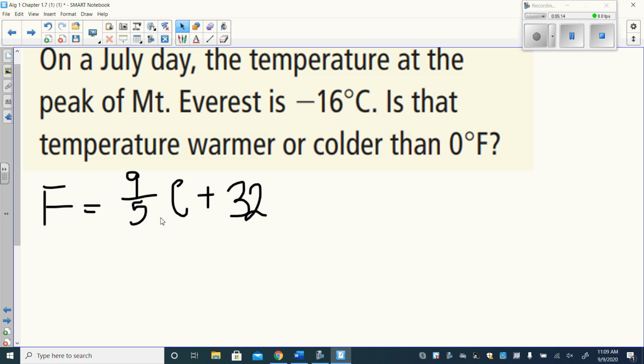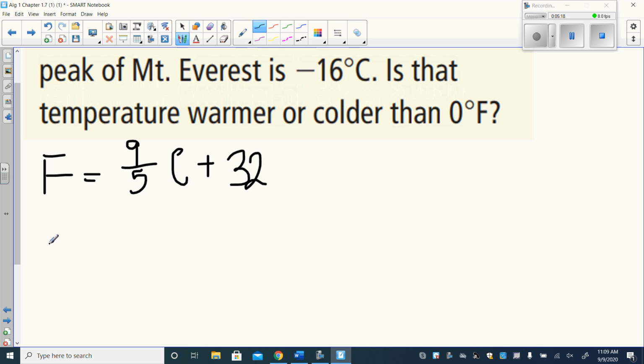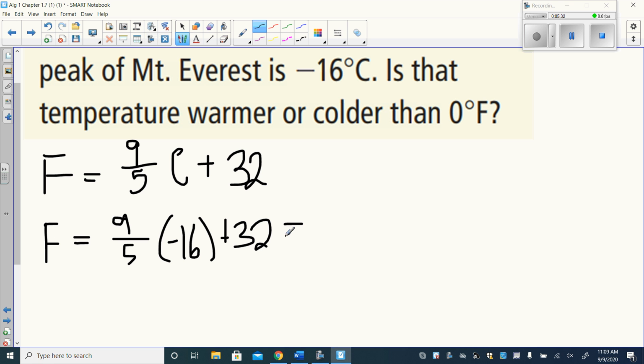So to find that out, we're going to replace C with negative 16 to find out what negative 16 degrees Celsius is in Fahrenheit. So I have 9/5 times negative 16 plus 32. And again, at this point, I would just plug it all into a calculator. You don't have to do this by hand. There's nothing that says that you have to.